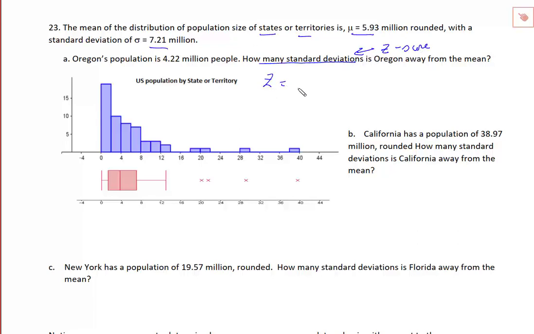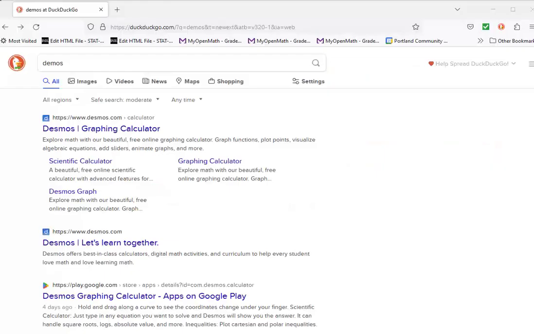So the question might say calculate the z-score or calculate how many standard deviations. Here we're going to go 4.22 minus a mean of 5.93, and I'm going to divide this by 7.21. When I enter this, I'm going to enter it as one thing.